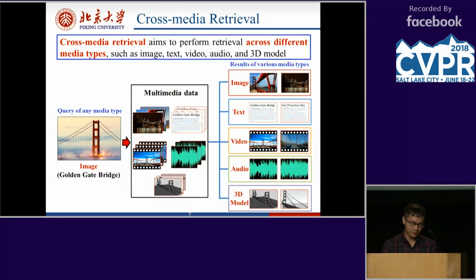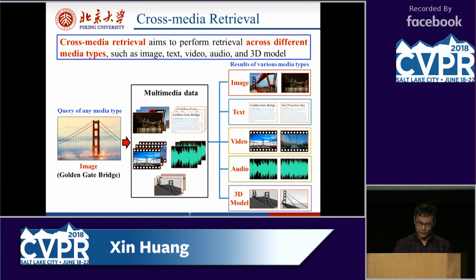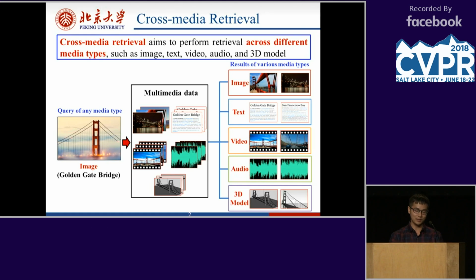The topic of this paper is cross-media retrieval, which aims to perform retrieval across different media types. For example, by an image query of Golden Gate Bridge, the system can return relevant data of image, text, video, audio, and 3D model.